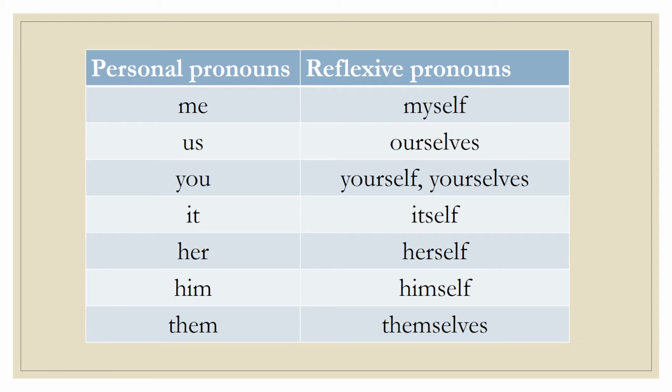Let's see some reflexive pronouns used instead of personal pronouns. For me, the reflexive pronoun is myself. For us, the reflexive pronoun is ourselves. For you, yourself and yourselves. If it is singular, yourself is used. If it is plural, yourselves is used. For it, the reflexive pronoun is itself. For her, herself. For him, himself. For them, themselves.